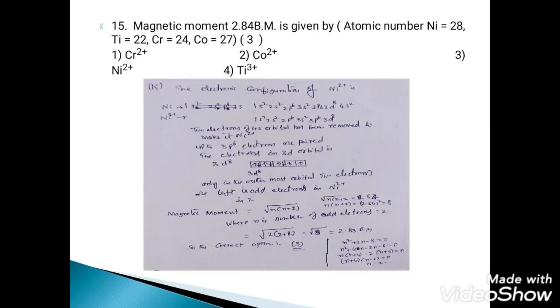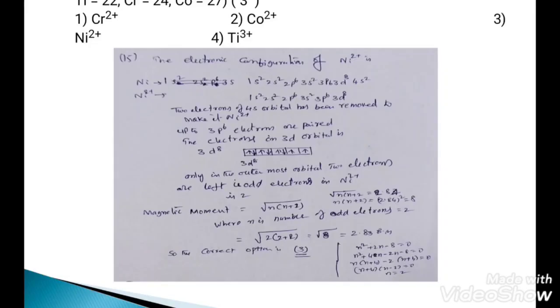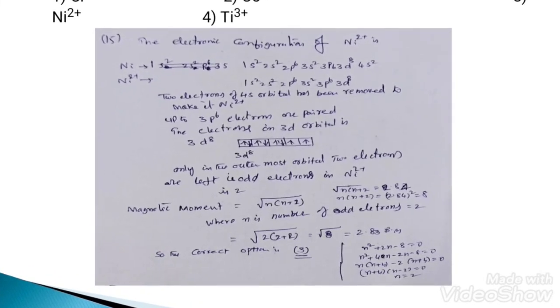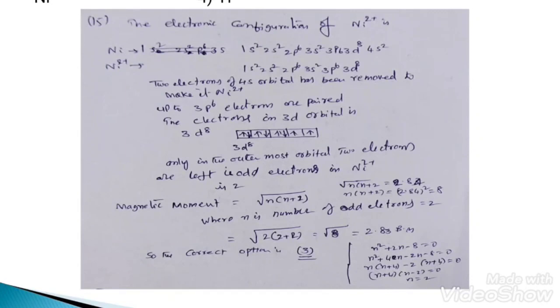For this, if you see the electron configuration, Ni2 plus seems to have the adequate electron configuration, that is 1s2, 2s2, 2p6, 3s2, 3p6, 3d8, 4s2. The two electrons of the 4s orbital have been removed to make it Ni2 plus. That is, the ground state is 4s2, so from that 4s orbital, two electrons have been removed to make it Ni2 plus.